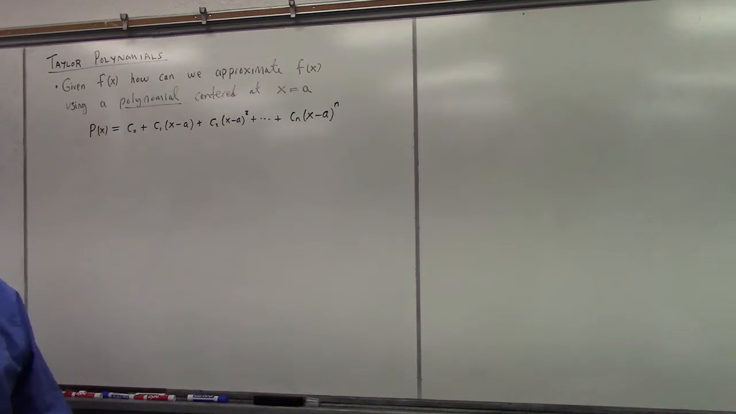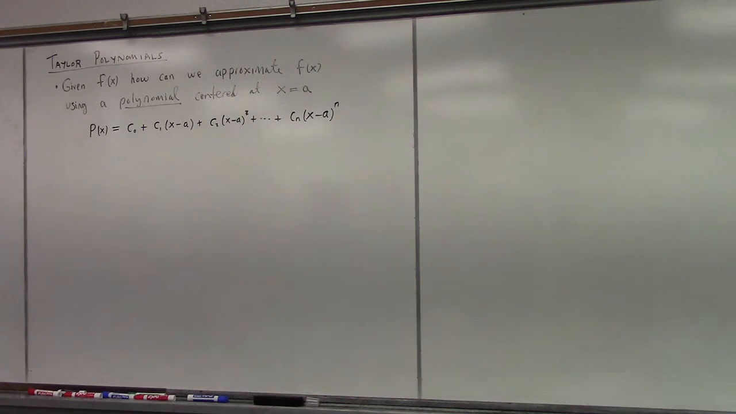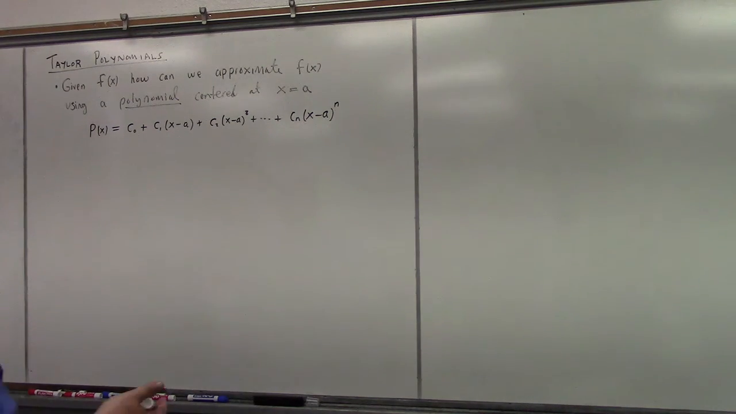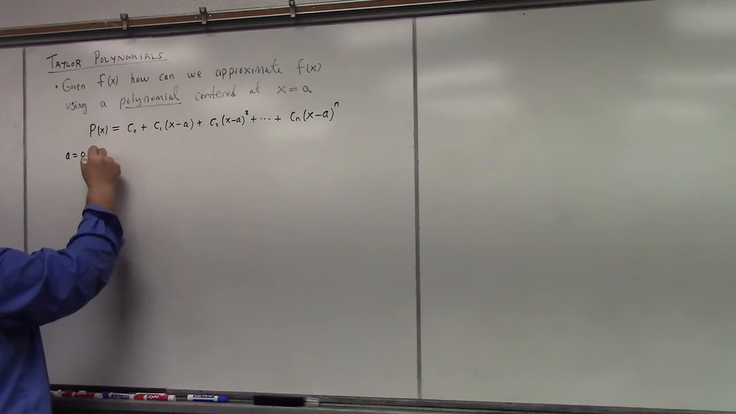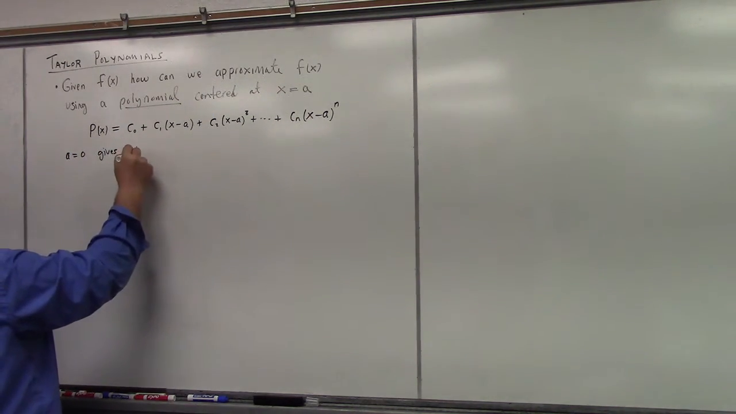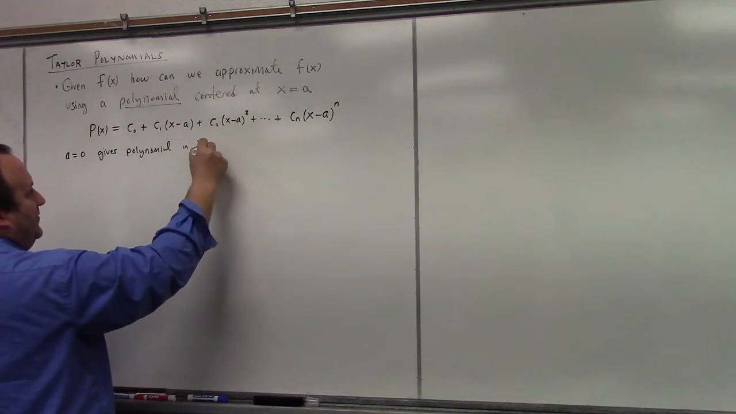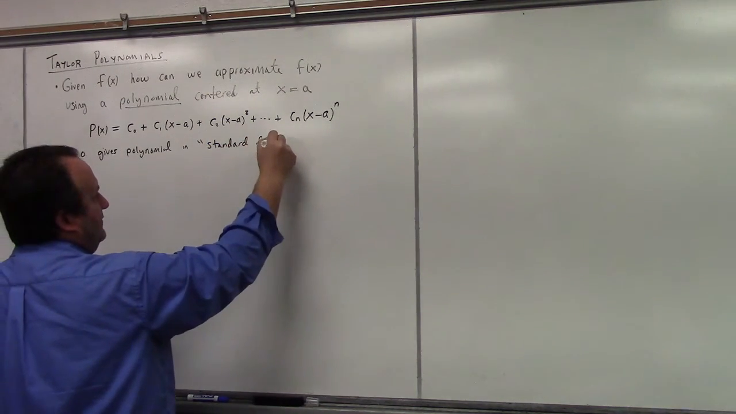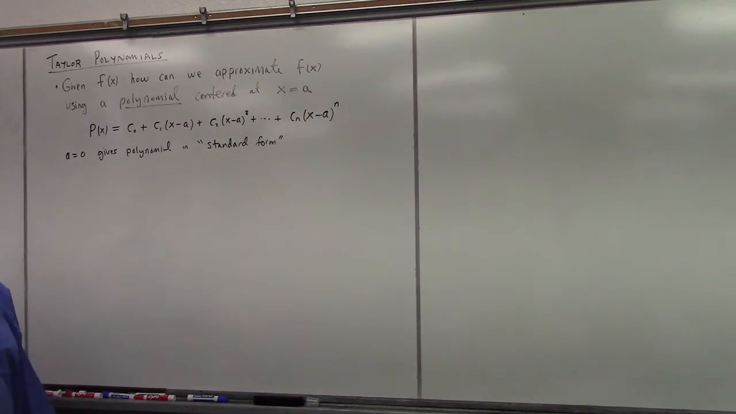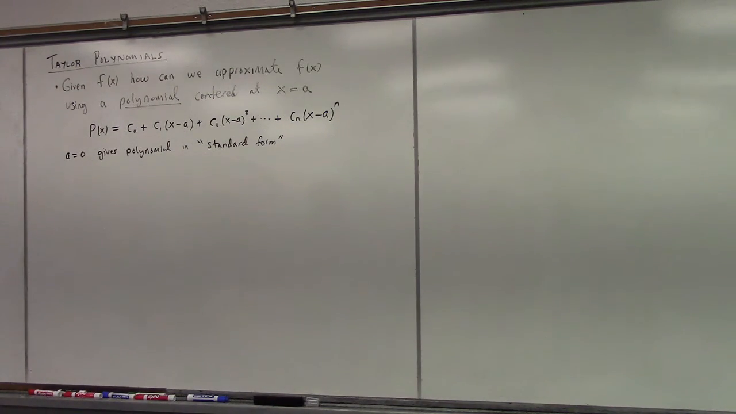So this is not the usual polynomial, right? Our usual polynomial is what? It's not centered at a, it's centered at what? We usually center polynomials at 0, right? So like, a equals 0 gives the polynomial in what we call standard form, right? So that would be a special case, just c0 plus c1x plus c2x squared, and so forth and so on, right?